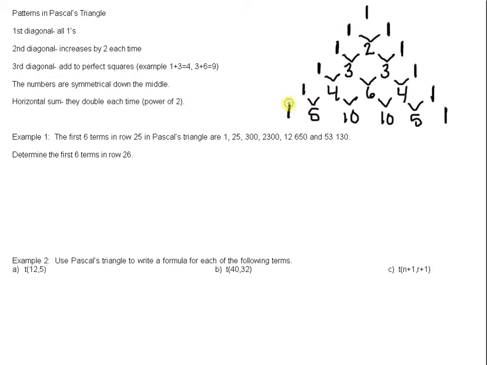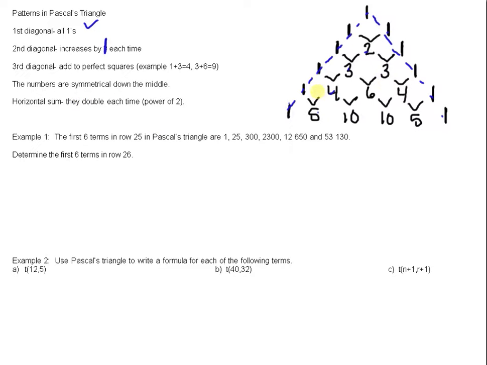So first of all, there's 1s all the way down the side here. This side and this side. Now, that's the first diagonal. The second diagonal increases by 1 each time. So it goes from 1, 2, 3, 4, 5. Okay? So it increases by 1 each time.